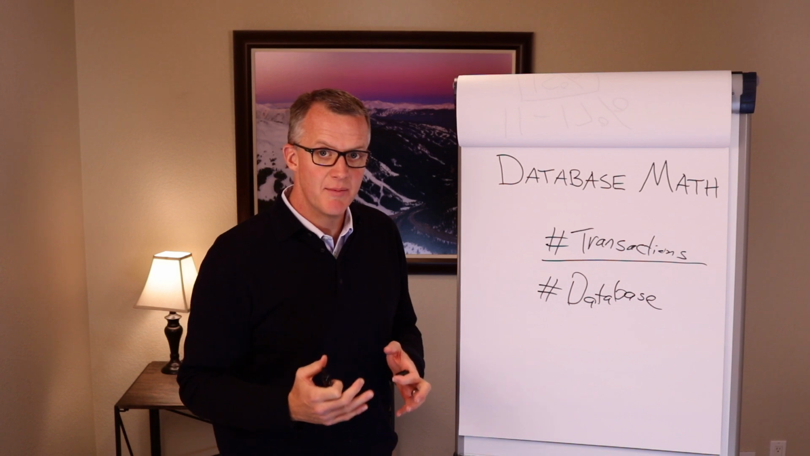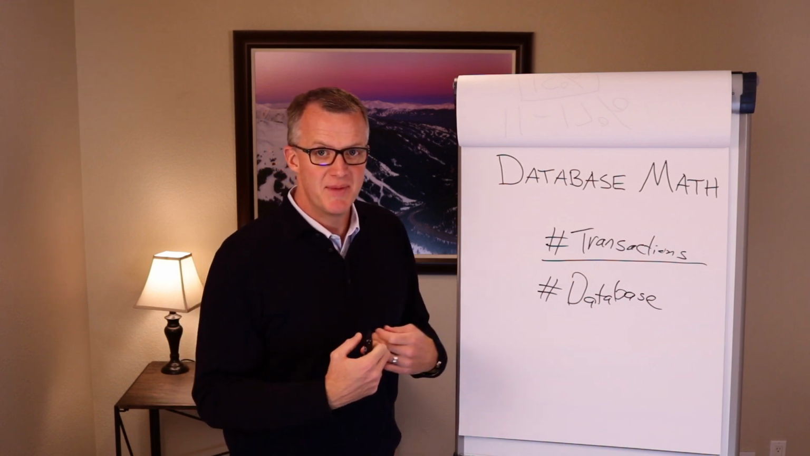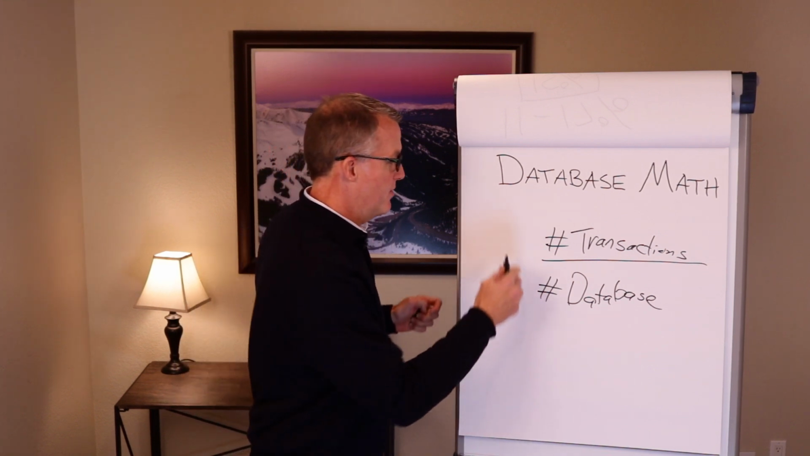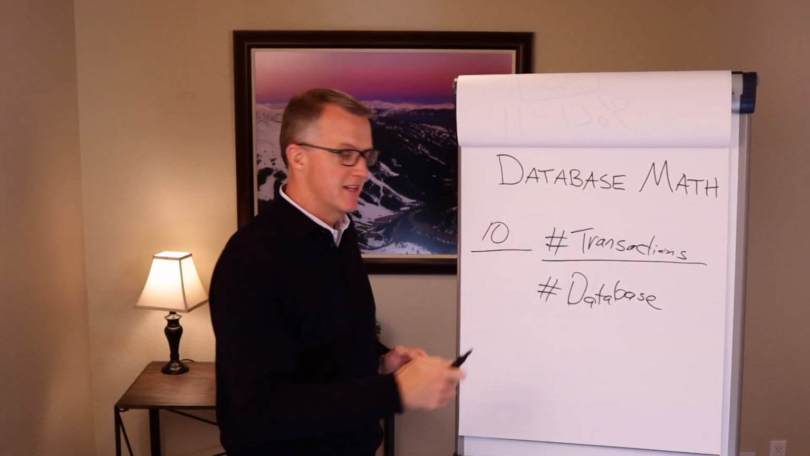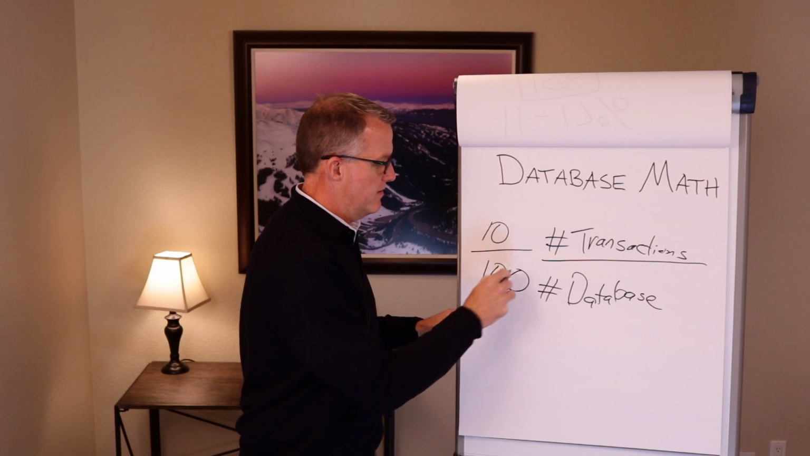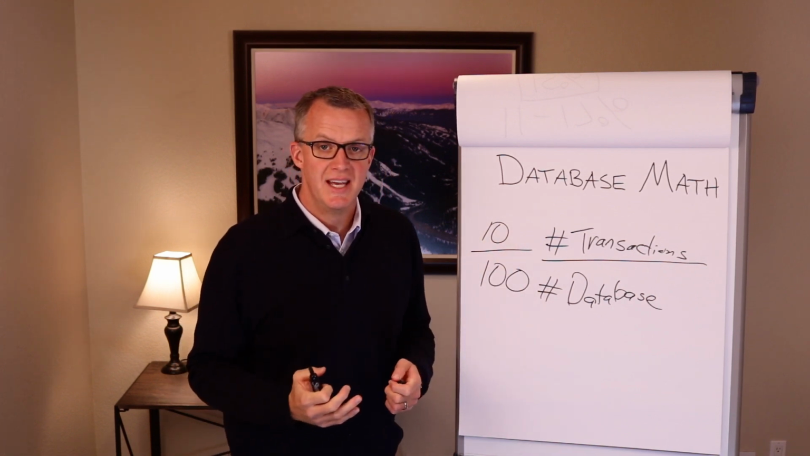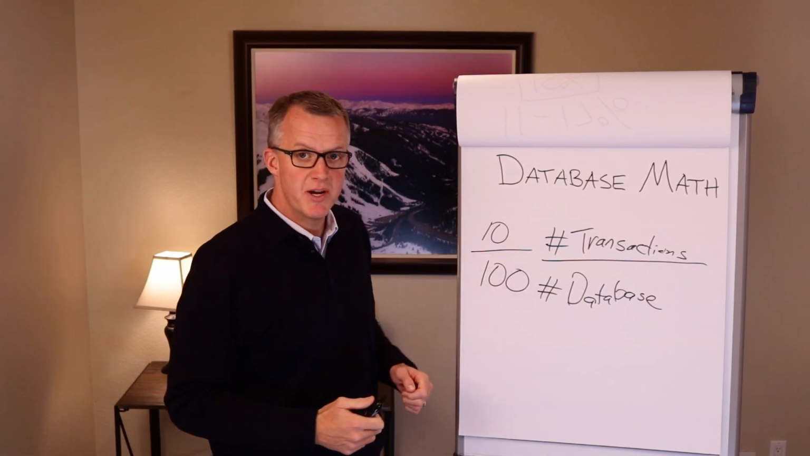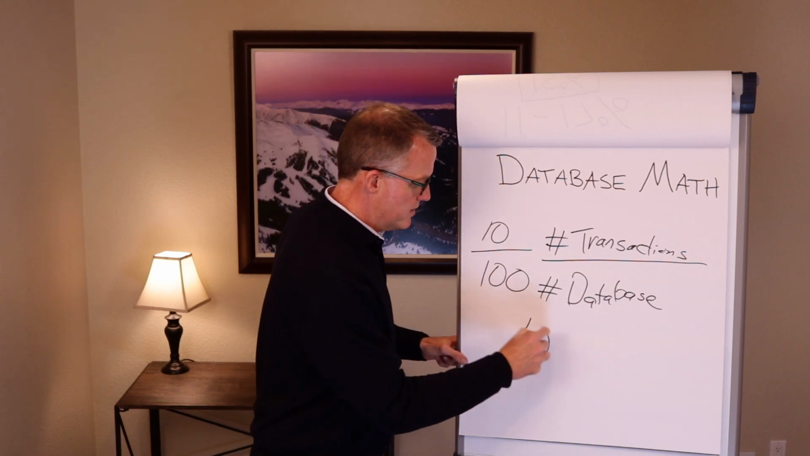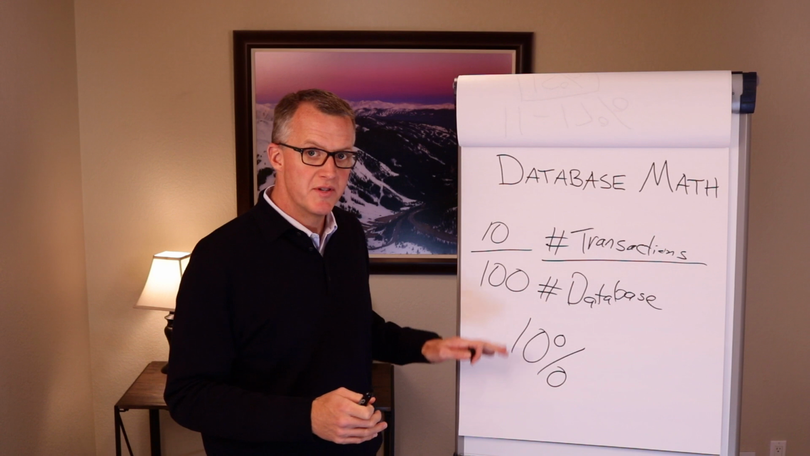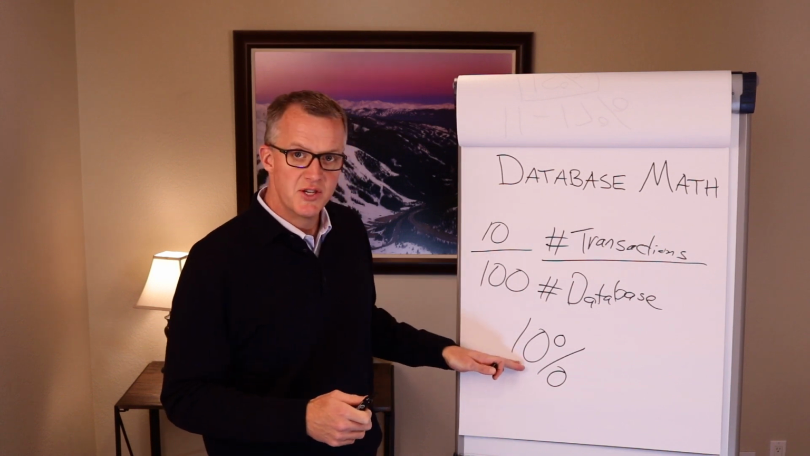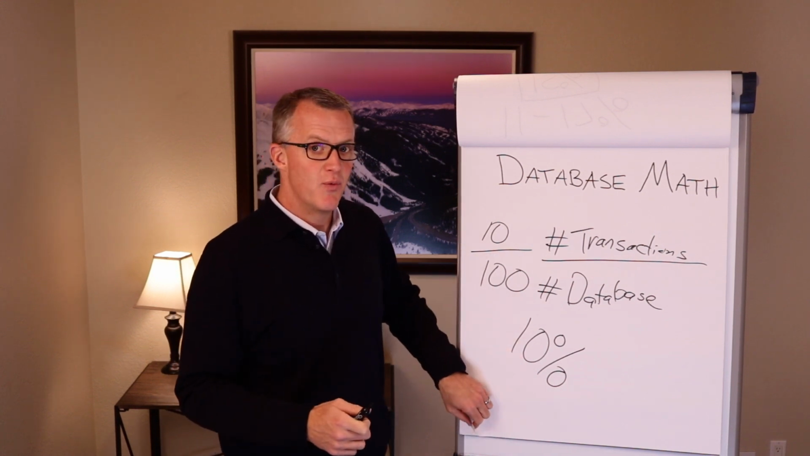Let's do a really simple, easy example. Let's pretend someone had 10 transactions over the last 12 months, and let's pretend they had 100 people in their database. Now we have a useful, interesting ratio, this 10 to 100 ratio, which is, of course, 10%. What you want to know for yourself is, what is your percentage?